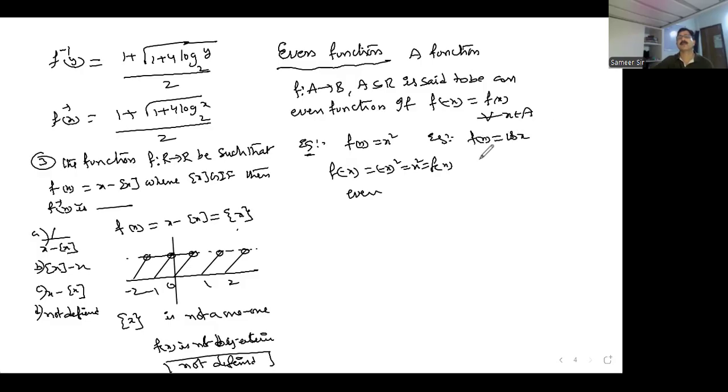Simple example. And the second example: f of x is equal to cos x. f of minus x is equal to cos of minus x, that is nothing but cos x, which is again f of x. So these two are even functions. But one question was given like this in a competitive exam: f of x is equal to x by e to the power of x minus 1, plus x by 2, plus 1.